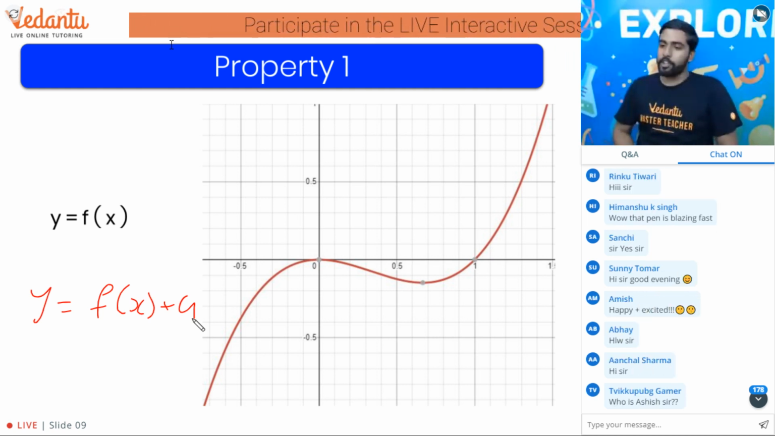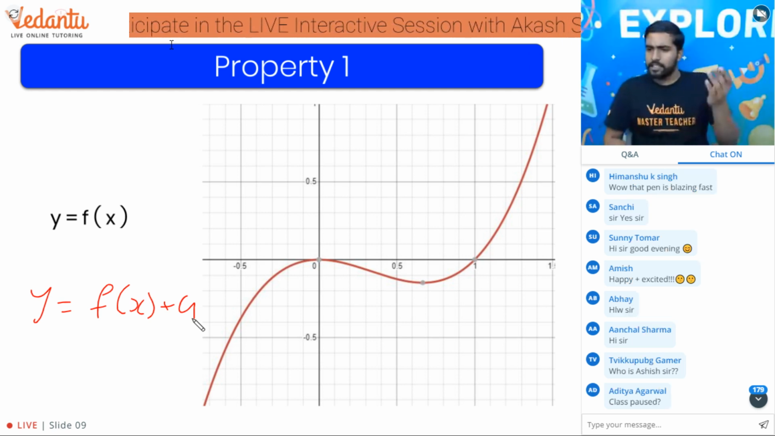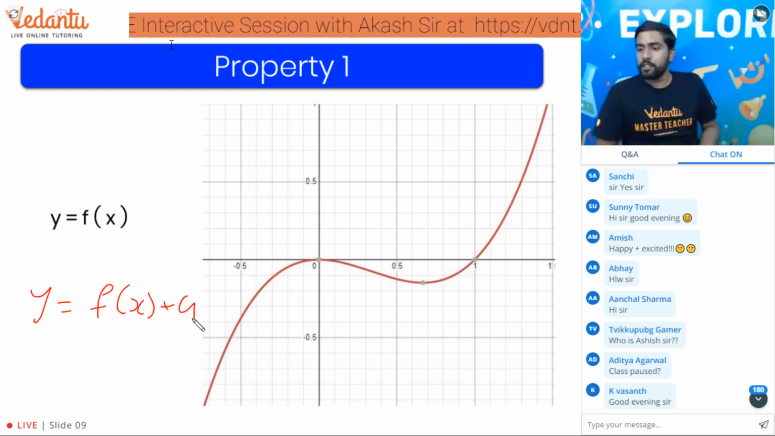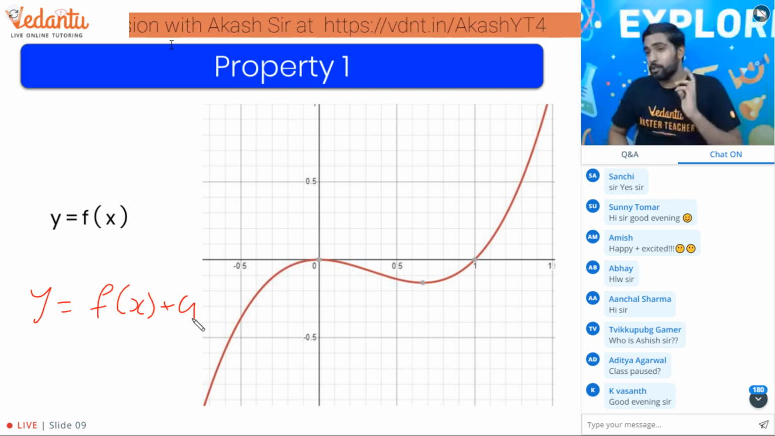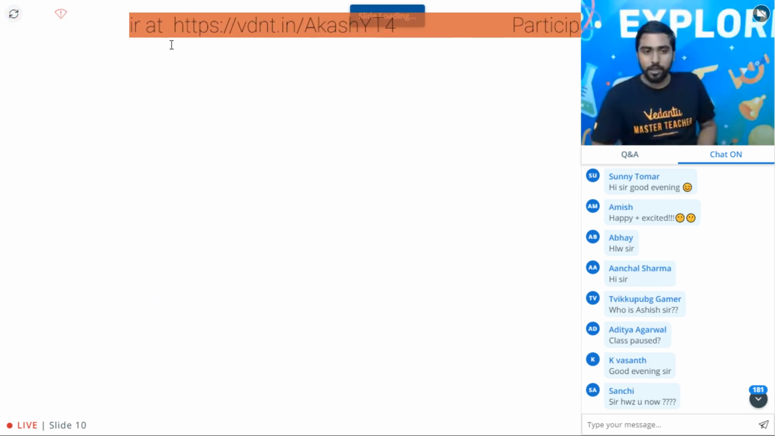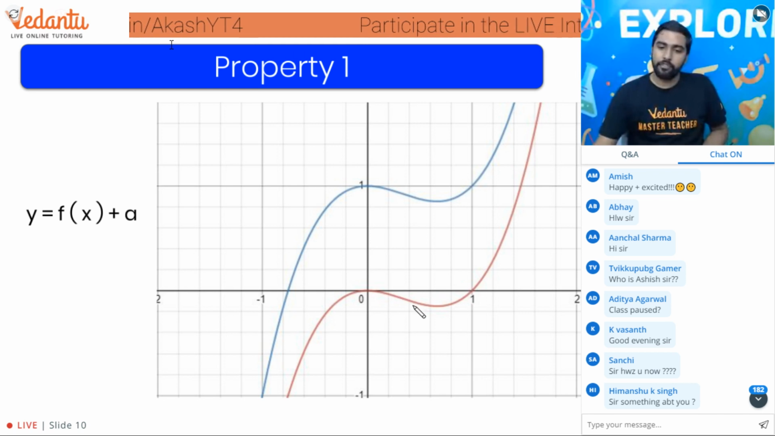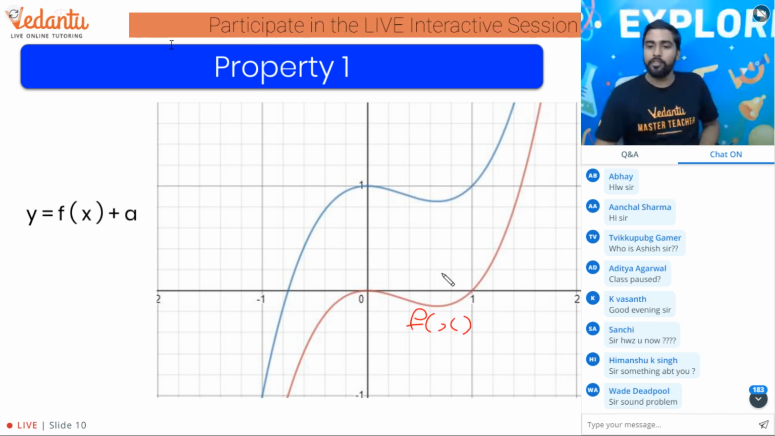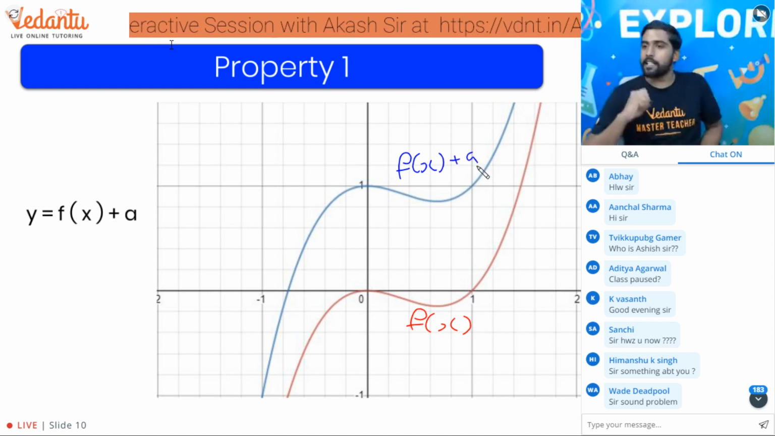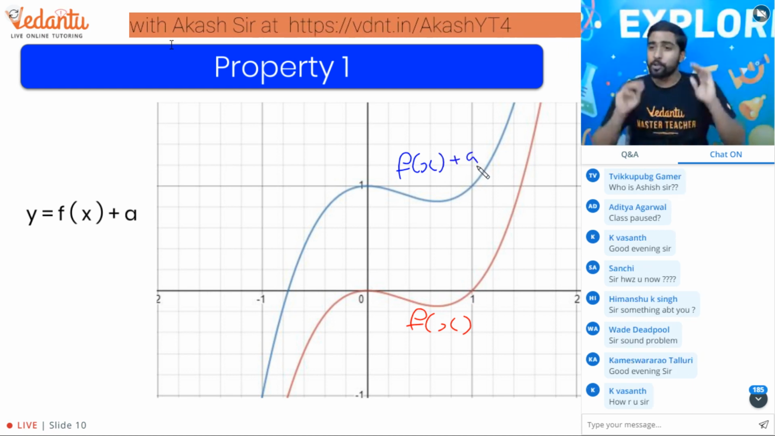Yes, it will go upwards. So that is one of the simple transformations. So y is equal to f of x plus a. If your red graph is y is equal to f of x, your blue one is f of x plus a. So this is the graph of f of x plus a. I hope you have understood this.